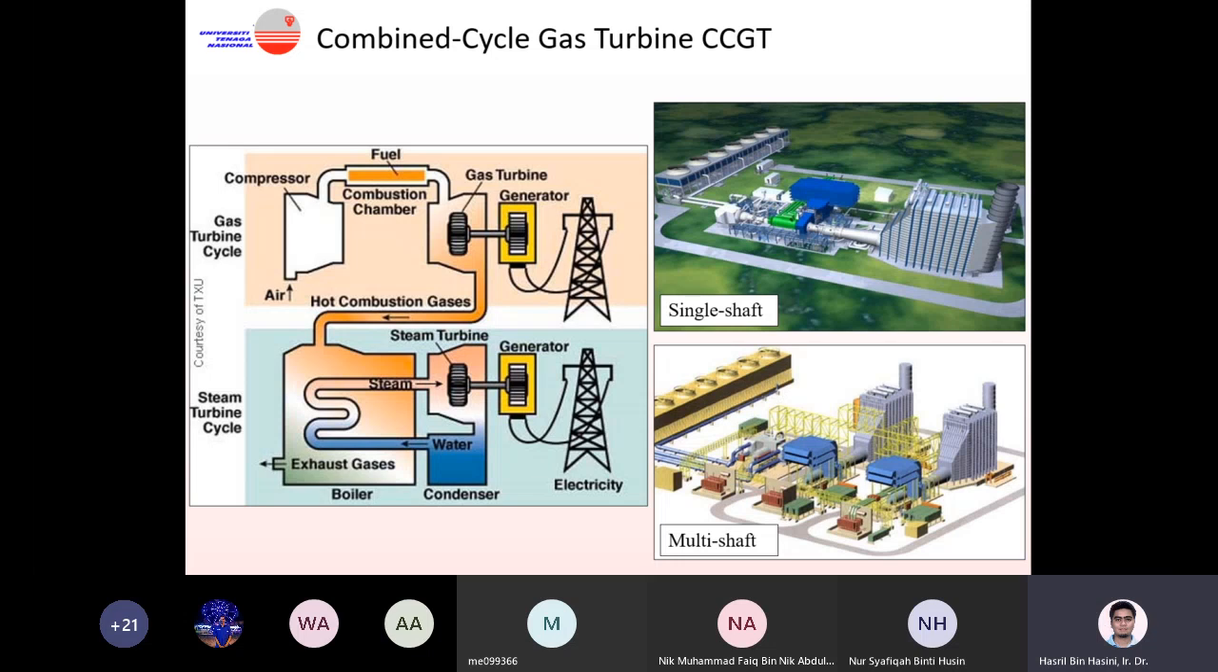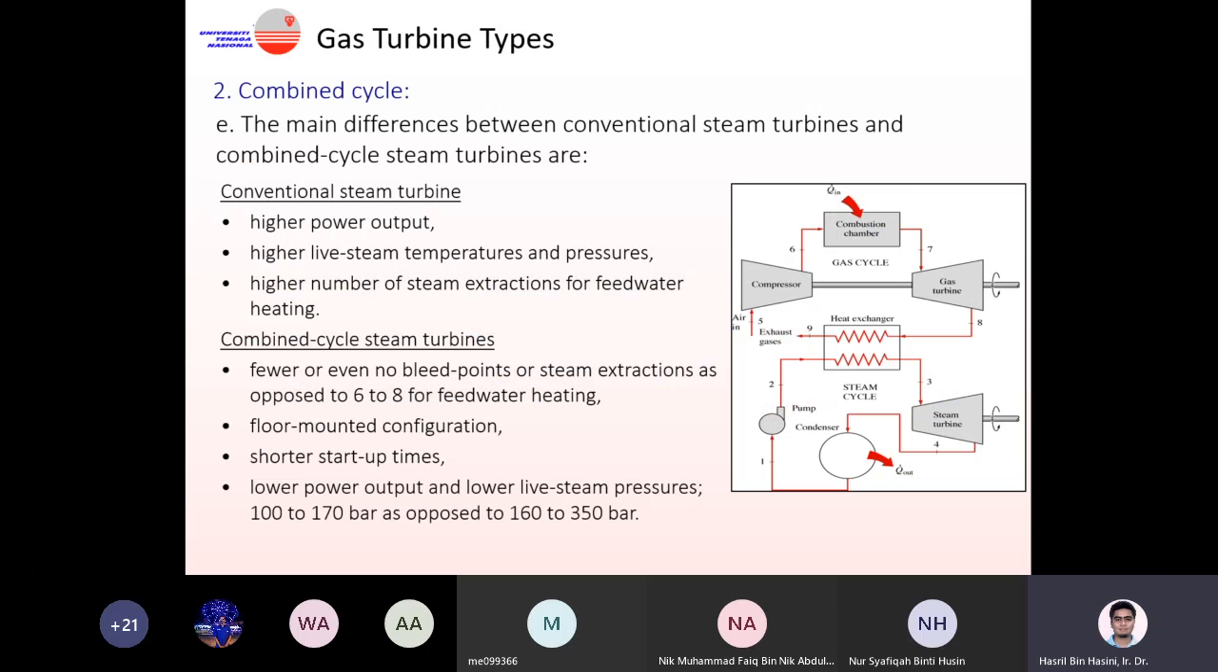They are different. They are not the same class. They are not from the same size or category. So we look at the main difference between the conventional steam turbine, the standalone steam turbine that is used in the coal-fired power plant, and the combined cycle steam turbine, which is used in the combined cycle power plant. So what are the differences?